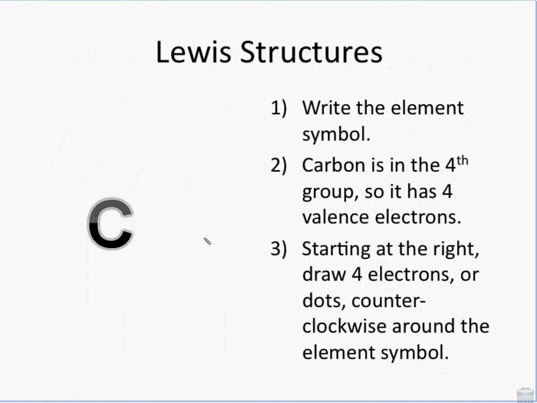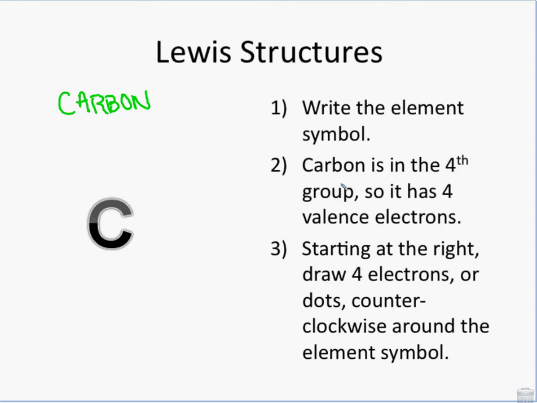So let's go ahead and draw a Lewis structure. We're going to use carbon as an example. Our first step in writing the Lewis structure, we're going to write the symbol for the element, and in this case, carbon. This is carbon. The symbol is C, which makes sense.